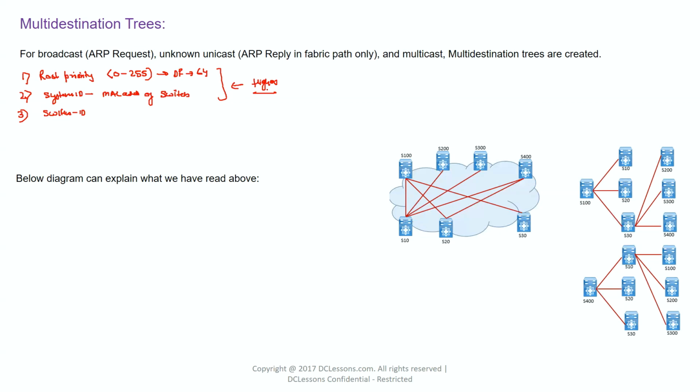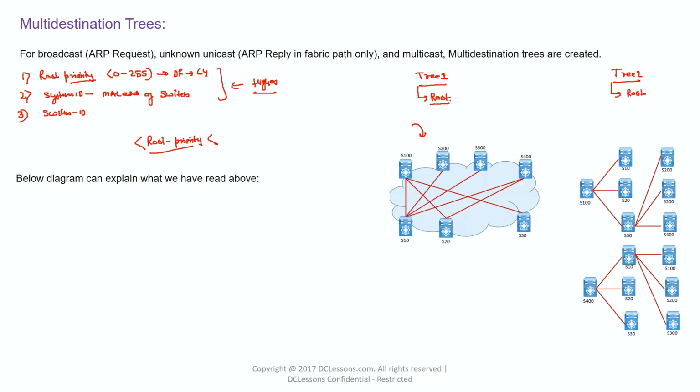The root priority is the command which is used to configure the root priority in the FabricPath domain. So let's understand how this happens. Suppose this is my FabricPath topology. As per the rule, we have to create two trees, tree 1 and tree 2. For tree 1, one switch will be my root, and for tree 2, another switch will be my root switch.